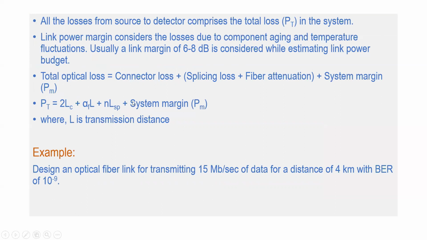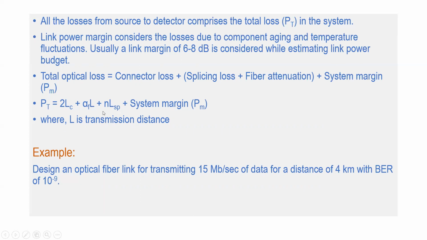Now, total optical loss is calculated from the losses occurring at the connector, splice, and fiber attenuation. Then comes the system margin. All these losses are added together to get the total losses. It is given as PT is equal to 2LC plus alpha F into L plus N times alpha SP plus the system margin, where L is the transmission distance. Alpha F is per 1 kilometer. If the fiber has been laid for L kilometers, then it is multiplied with alpha F in order to get the total attenuation for the complete length.